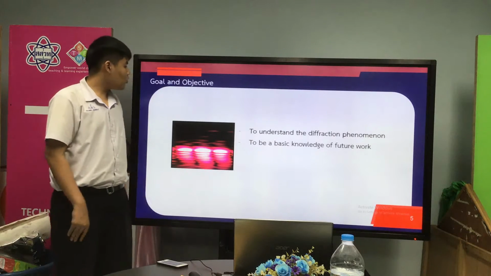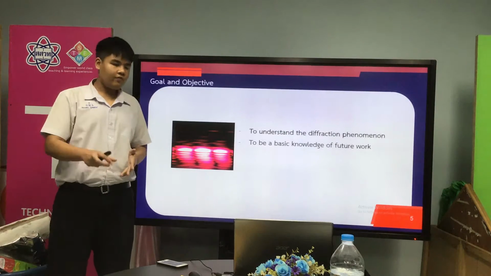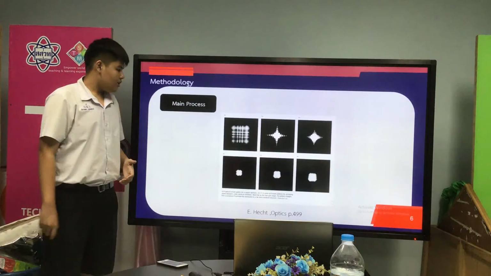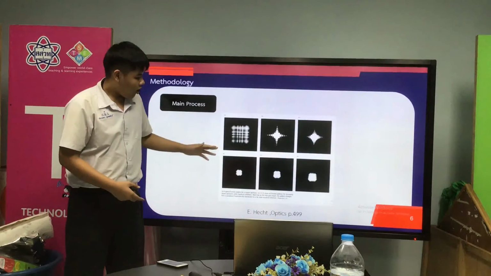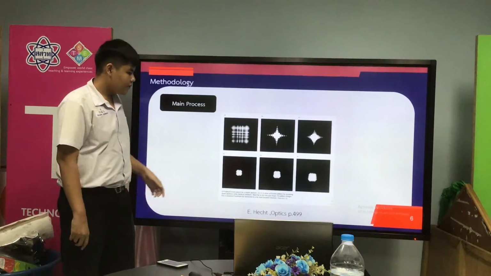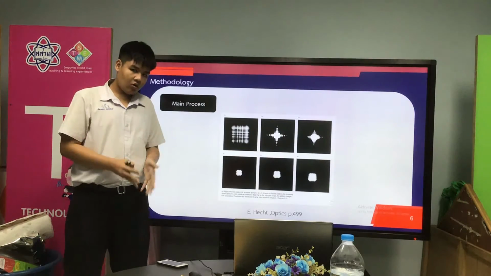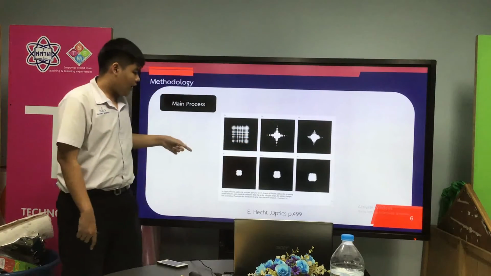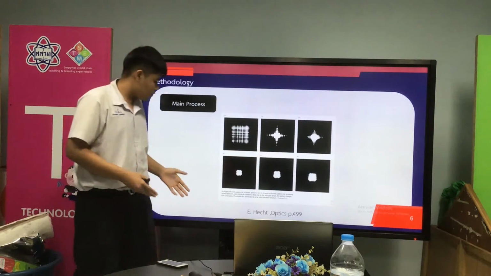Next is our goal and objective. First is to understand the phenomenon of light diffraction. Next is to build the basic knowledge that we will use in our future work, the main project. Normally, we can predict the result, the picture that comes from the aperture. In this picture, we show when we use a square aperture or a rectangle aperture. That will show you the spikes of light on four sides like that when we use the rectangle aperture.